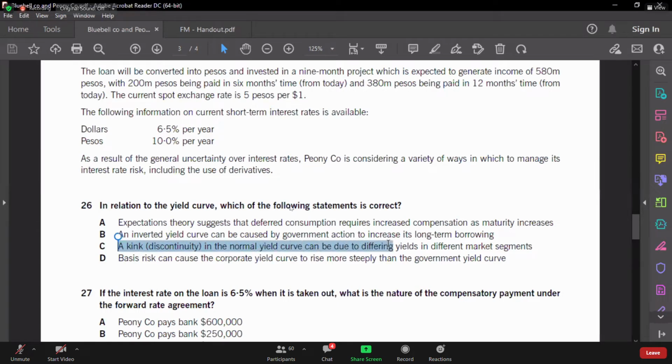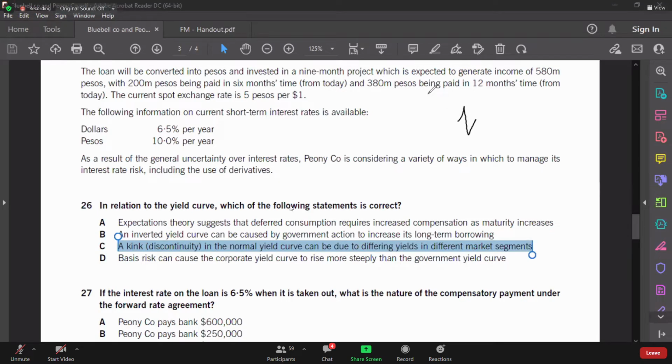A kink in the normal yield curve can be due to different yields in different market segments. So please read about your market segmentation theory. What does it tell you? That different segments will give you different returns, which will cause a kink in the yield curve. If it is a short segment, your returns are different; if it's a long segment, it's different. So because different segments provide different returns, there is going to be a kink. What do you mean by kink? A small bend, this is how it looks. You might have seen. This is a kink. So that's about it.